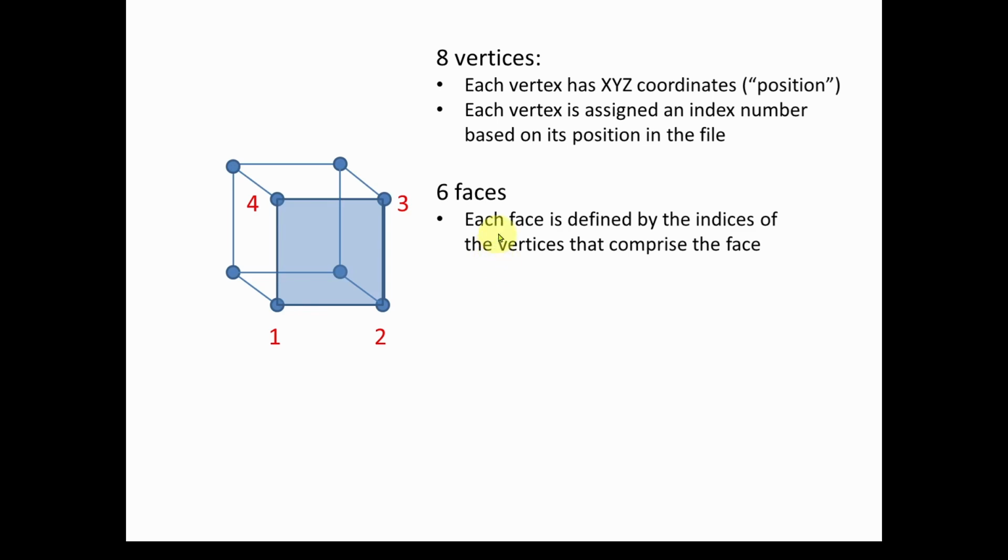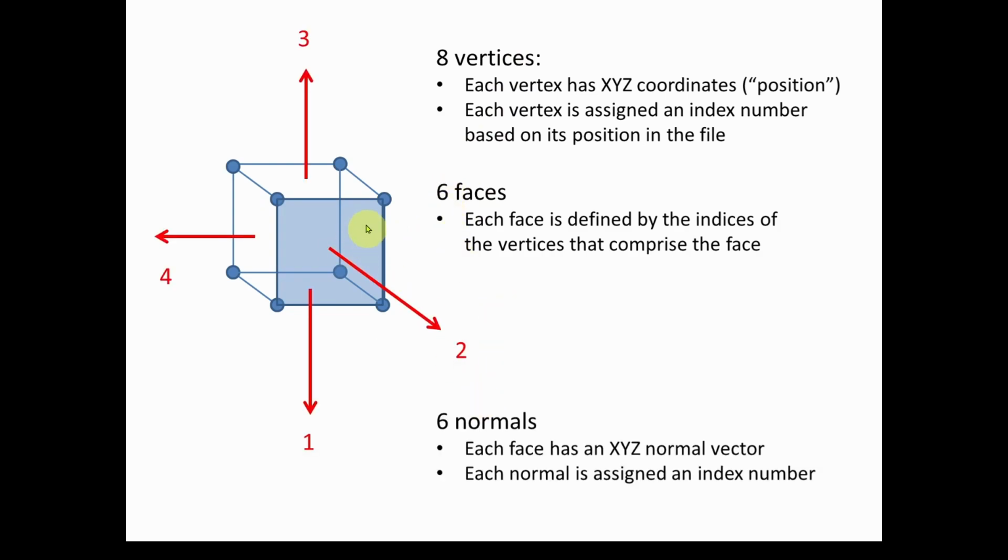And it's going to have 6 faces. So each face is defined by the indices of the vertices that comprise the face, right? So I've got 8 vertices, 6 faces, and I've got normals. All 6 faces are going to have normals. Each face has an XYZ normal vector, which defines an XYZ coordinate. And each normal is assigned an index number, same as with the faces. So with this simple cube, there's a lot of information.